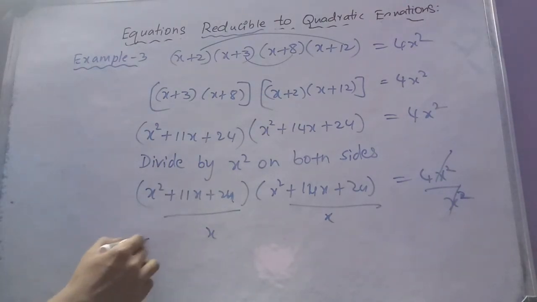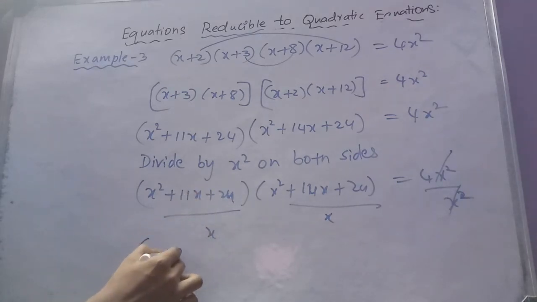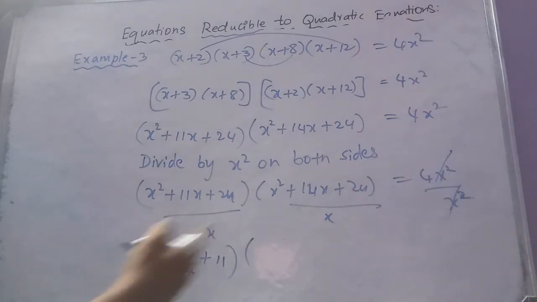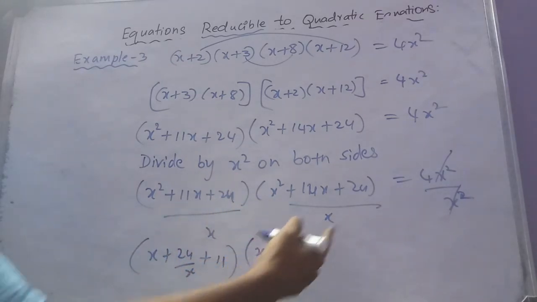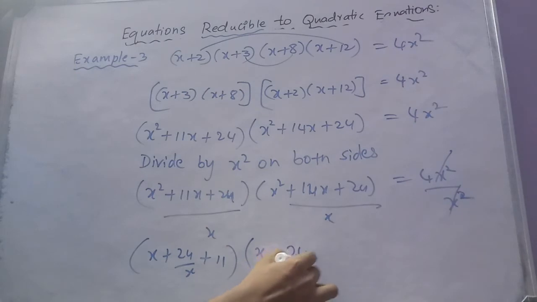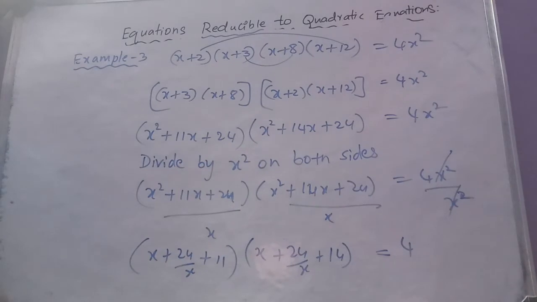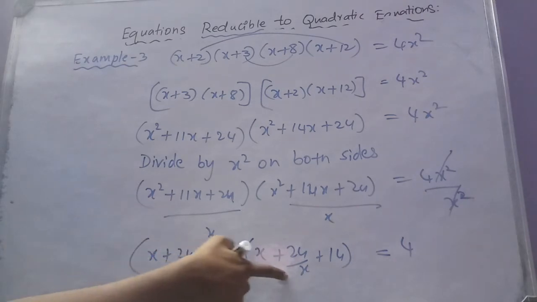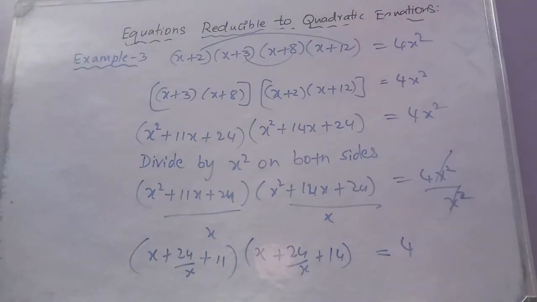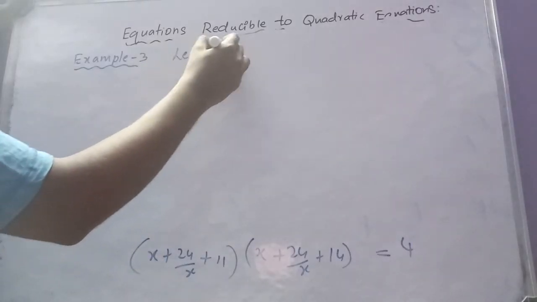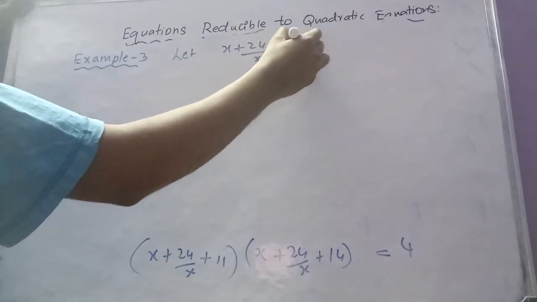So x²/x is x, plus 24/x, and then 11x/x is just 11, into x²/x is x, plus 24/x, 14x/x is 14, equal to just 4. Now you know what can be taken as t. What is it? x plus 24/x can be taken as t, because it is the same here and here. So I'll take, let x + 24/x = t.